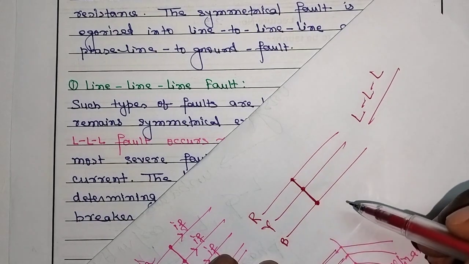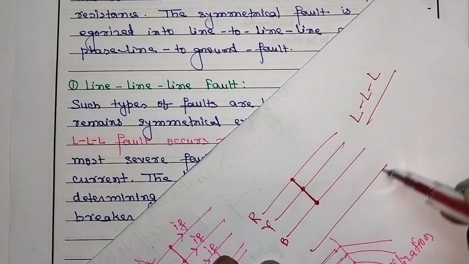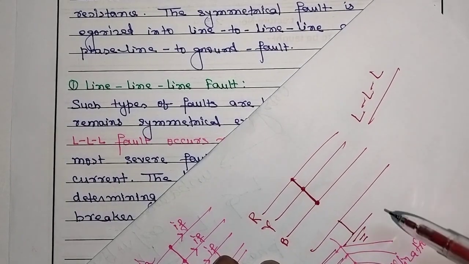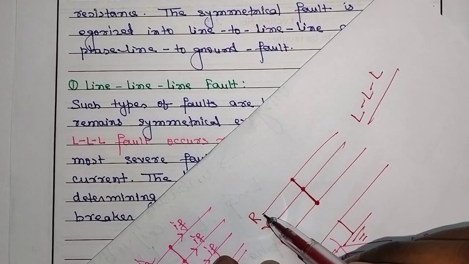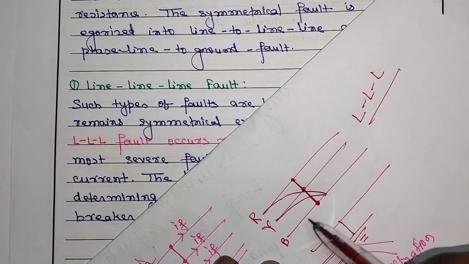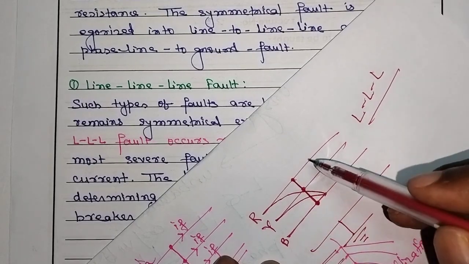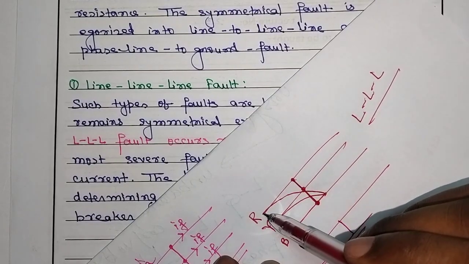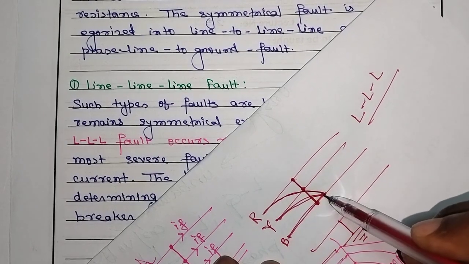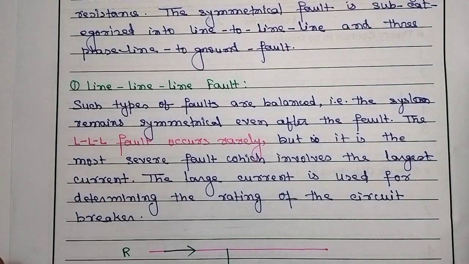The fault can happen, suppose, without being grounded; it is not grounded in this type of fault. Let us suppose a fault occurs and all three of them get attached at this point. If the tower has a fault here, all of them get touched at this point. Such a type of fault is called the line to line to line fault.